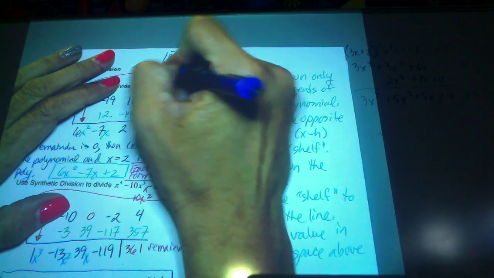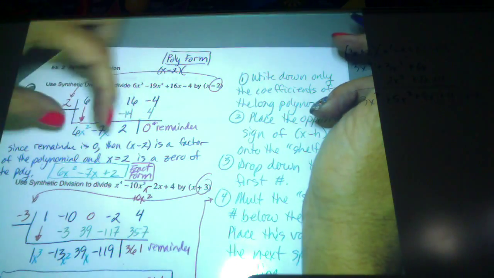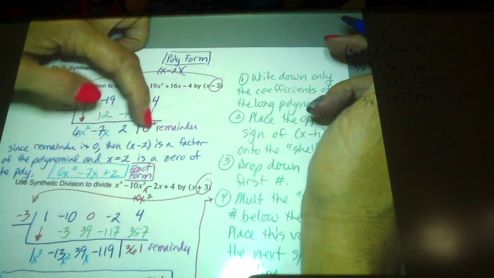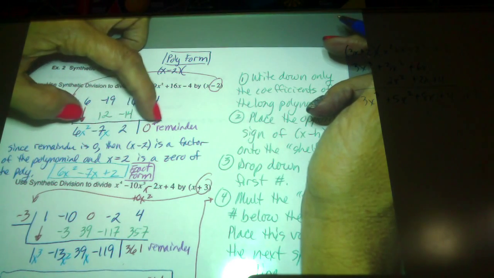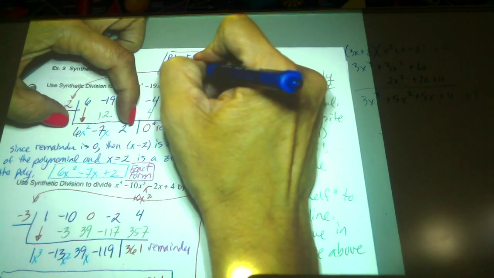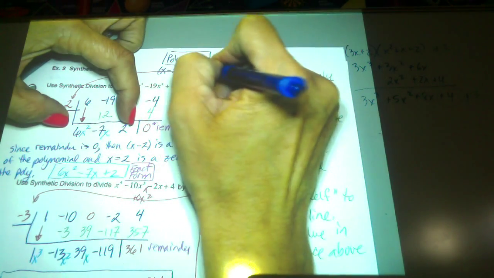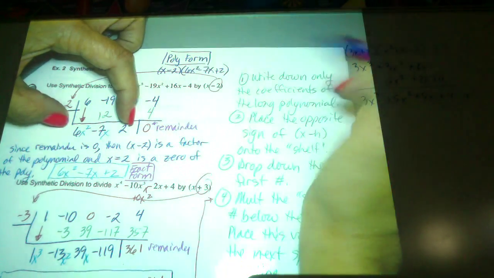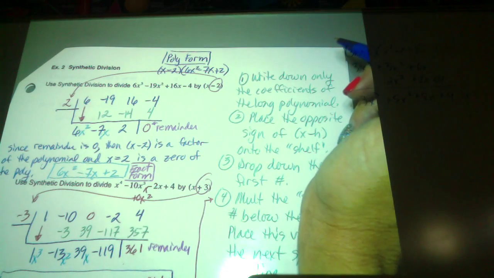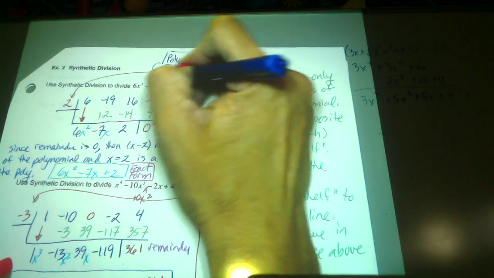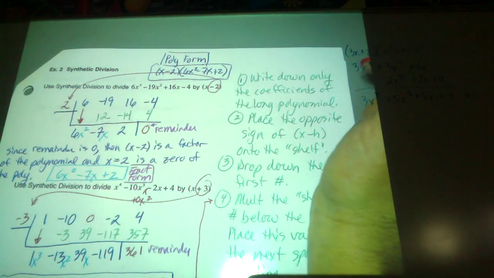So I've got x minus 2 times my answer. I don't include my remainder. Well, fortunately for us, our remainder here was 0. So our answer is 6x squared minus 7x plus 2. Because our remainder is 0, we're not going to put a plus 0 in there. So your polynomial form does not have a remainder added or subtracted from it.